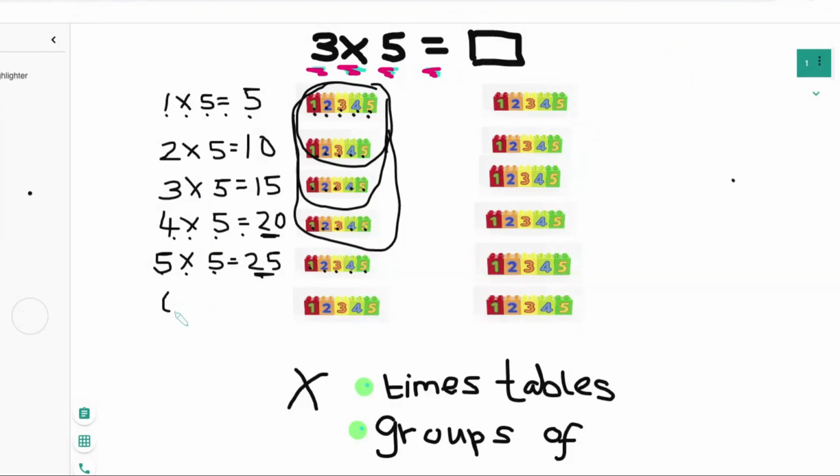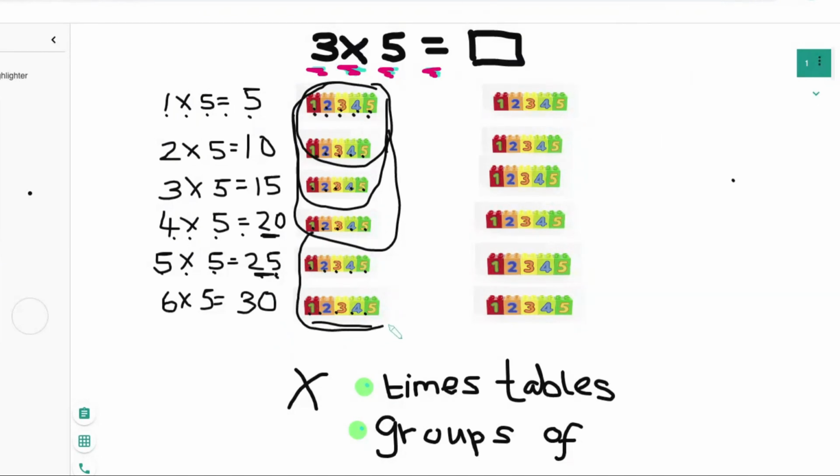So, what do we think 6 groups of 5 is? What number do we think we're going to count on from? We can count on from 25. Here we go. 6 groups of 5. Counting on from 25, we're going to count on 5. 25, 26, 27, 28, 29, and 30. So 6 groups of 5 makes, you guessed it, 30.